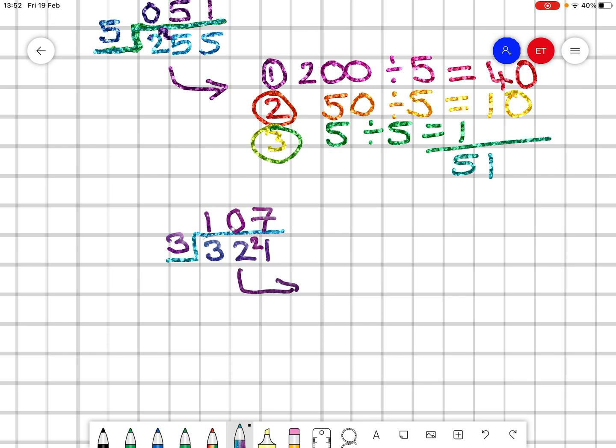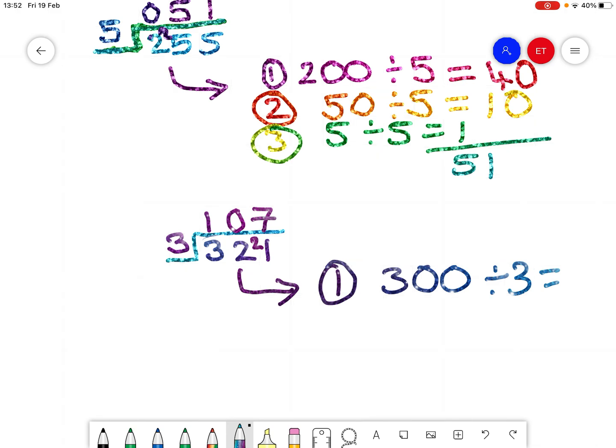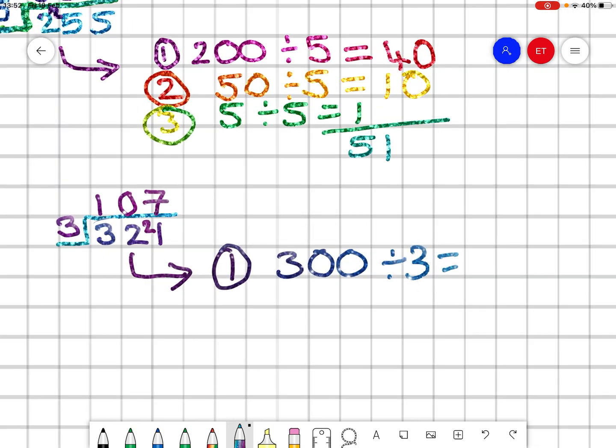So if I was to write that out the long way, what we've done there is 300 divided by 3 equals 100. And then I have done 21 divided by 3, which equals 7. And we add those together, we get 107.